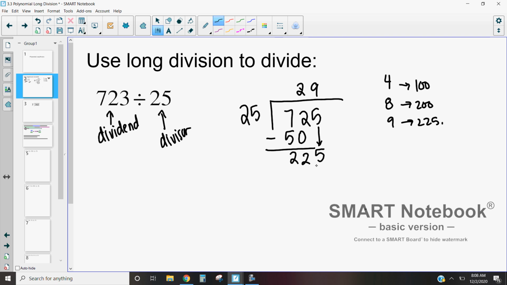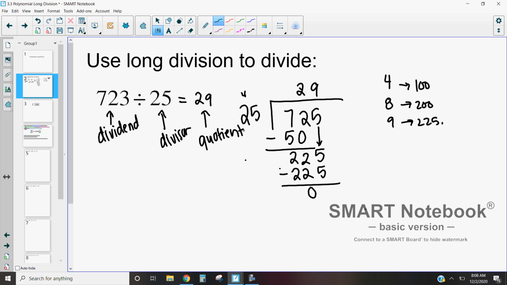5 times 9 is 45. Put my 4 here. 2 times 9 is 18, plus 4 is 22. And so what we end up getting here is that 723 divided by 25 is 29. And this 29 here is going to be our quotient, is the name of that.